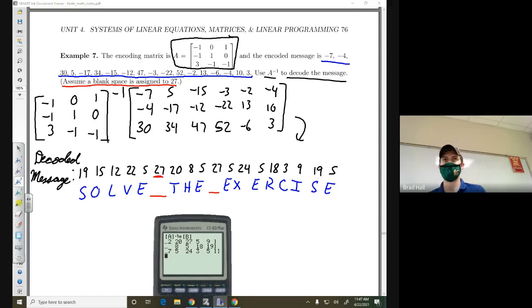Solve the exercise. That's the decoded message. And this is encryption and decryption using matrices.